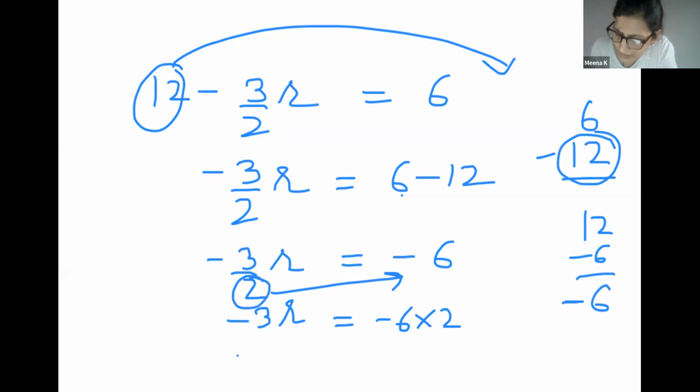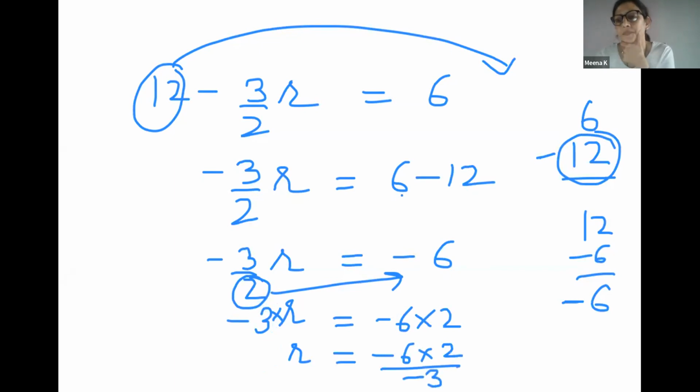Now I have minus 3r. So this minus 3, can I remove it from here? Here it is in multiplication, this minus 3. The sign of 3 is minus and it is in multiplication with r. When I'm taking it to the other side, what will happen? It will go in division. So minus 6 into 2 upon minus 3. Children, do you see that? Can you see what I'm doing?